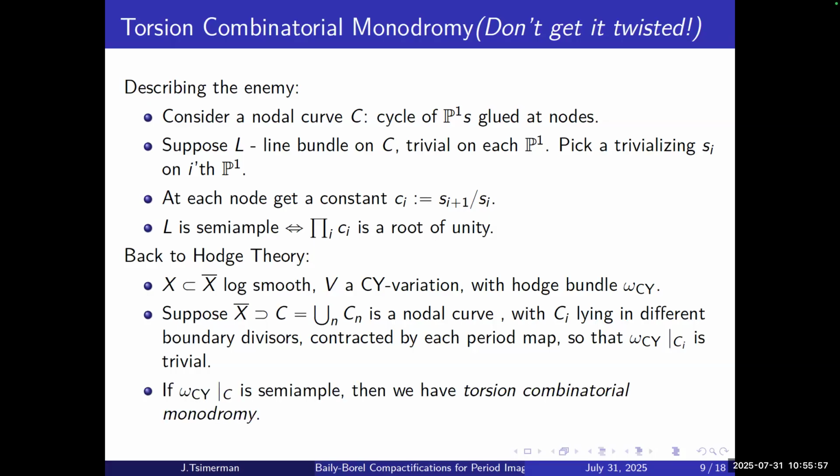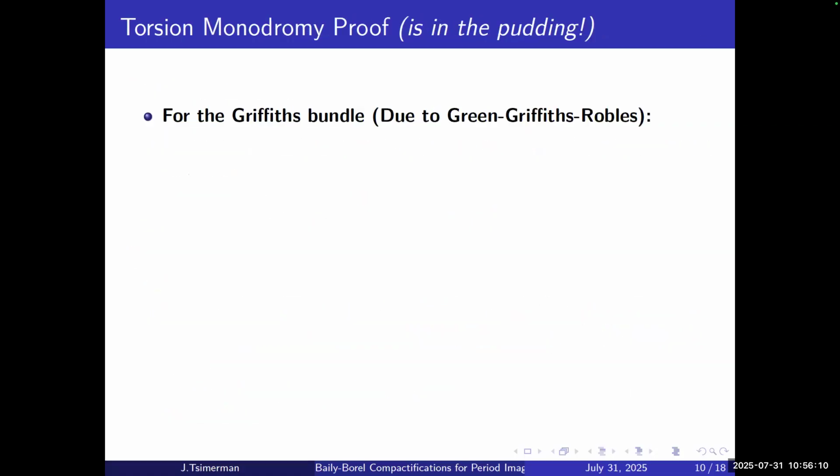And if you're, so in order to be semi-ample in particular, this can't happen, and so you have to have torsion combinatorial monodromy. Torsion referring to this root of unity that you have to get over here. Okay, so that's what that is. Let me say something about the proof of torsion combinatorial monodromy.